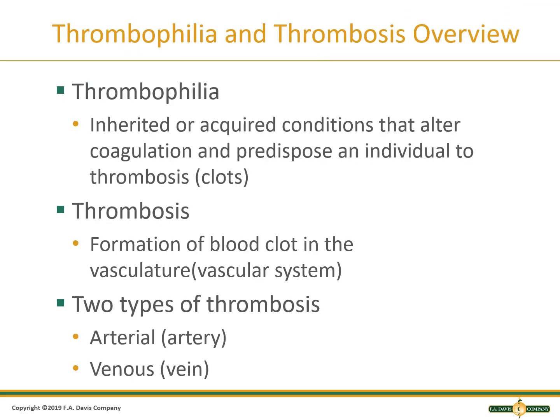Thrombophilia can be either an inherited or an acquired condition that alters coagulation and predisposes an individual to thrombosis, which is clotting or clots. Thrombosis is the formation of a blood clot in the vasculature, which is your vascular system. You have two types of thrombosis. You can have arterial, meaning the clot is in an artery, or venous, meaning that the clot has formed in a vein.